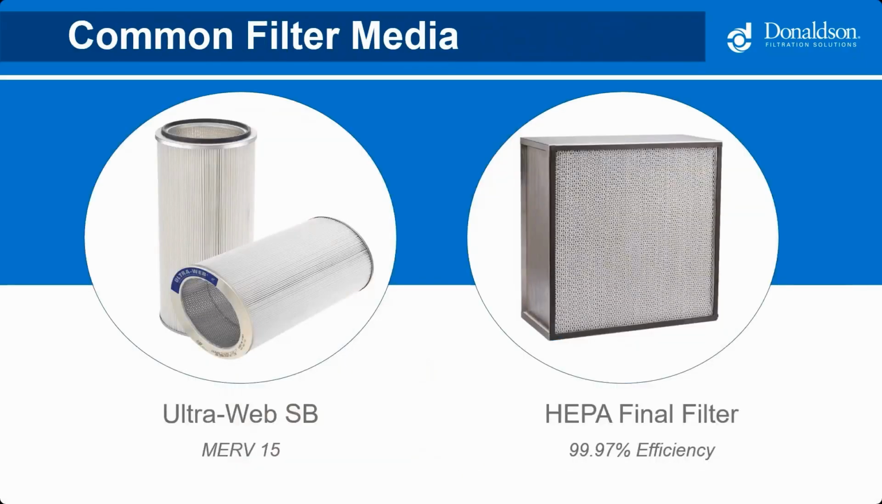The most common filter that I recommend for pharmaceutical is Donaldson's UltraWeb Spun Bond. It's got a MERV 15 rating, which filters down to a 0.3 micron size. Very commonly, when a dust collector is indoors and the exhaust is returned to the facility, we recommend a HEPA after filter, and those are typically 99.97% efficient.